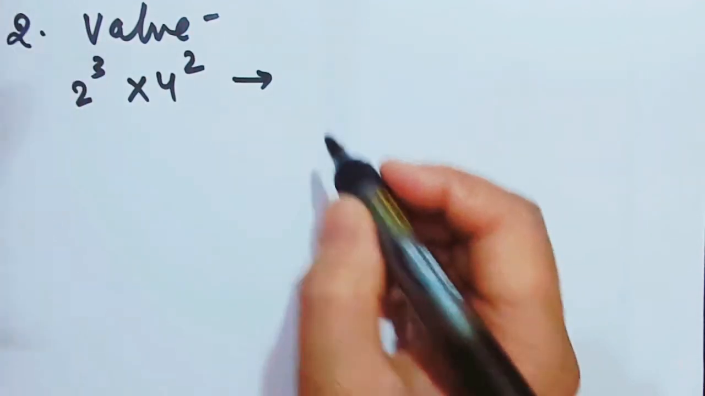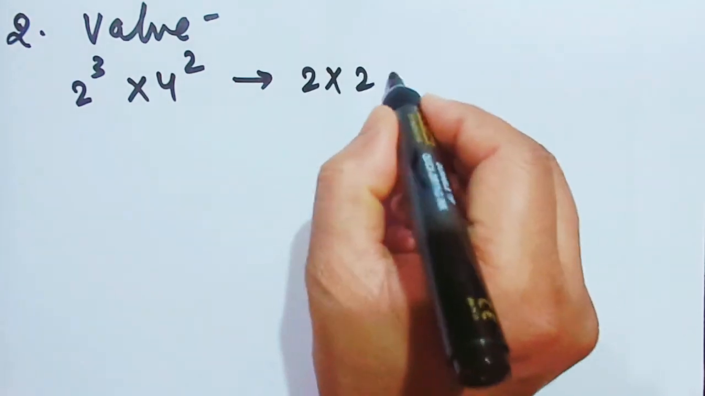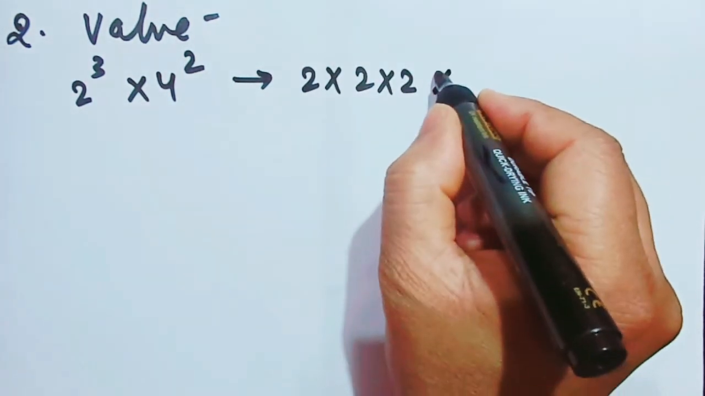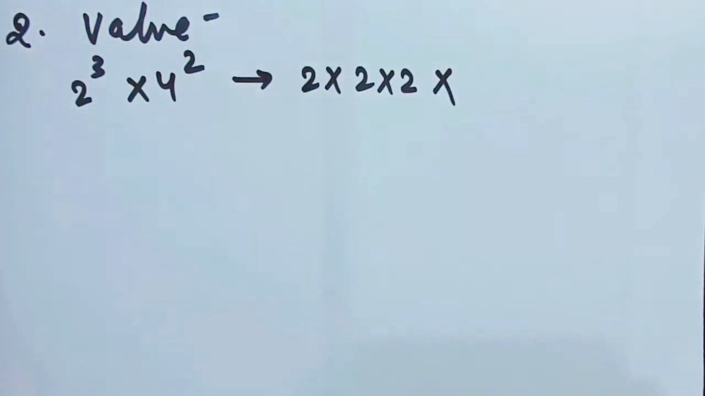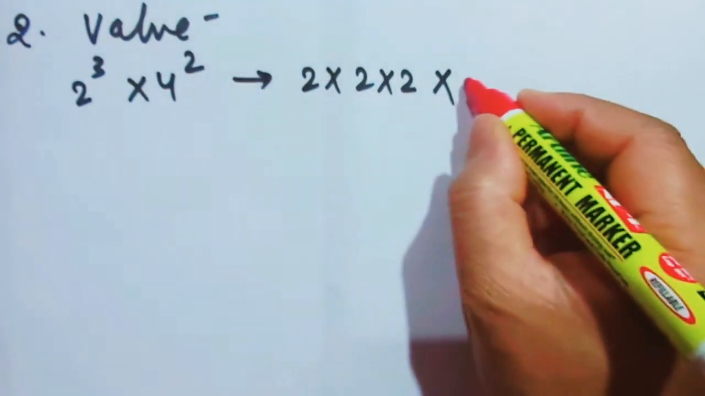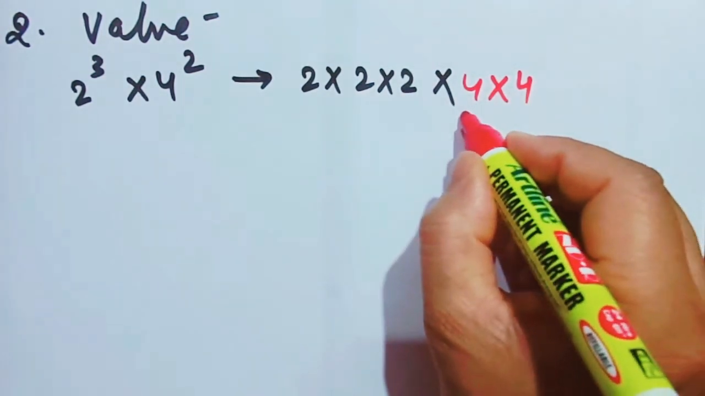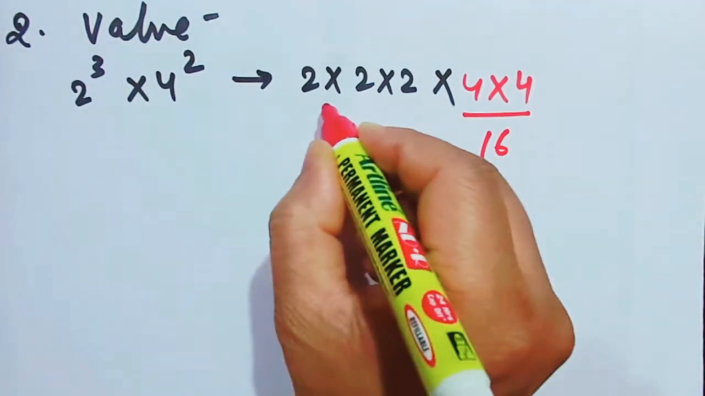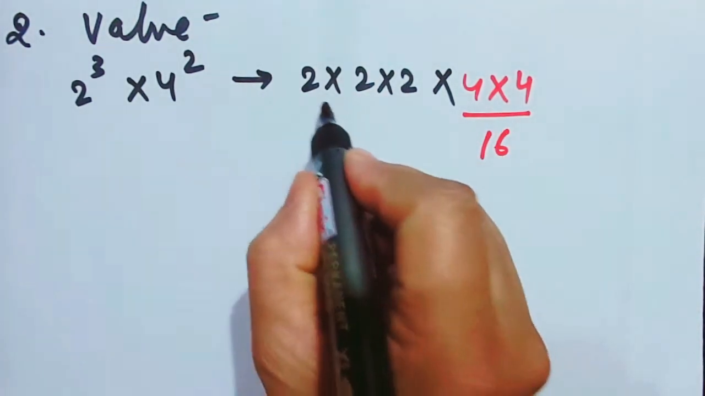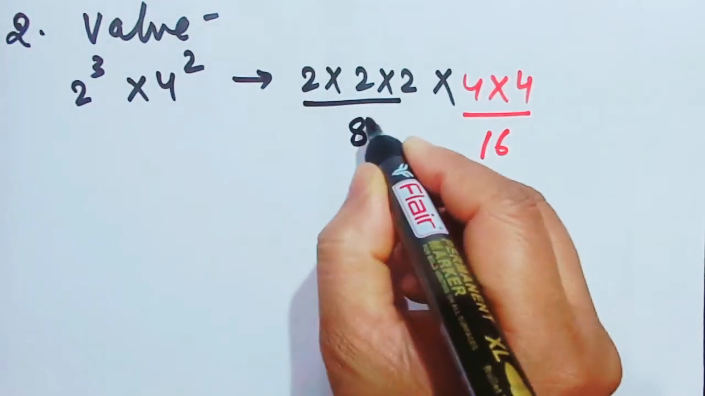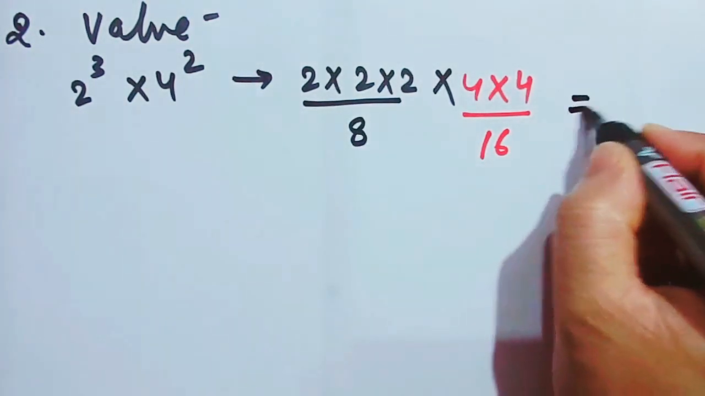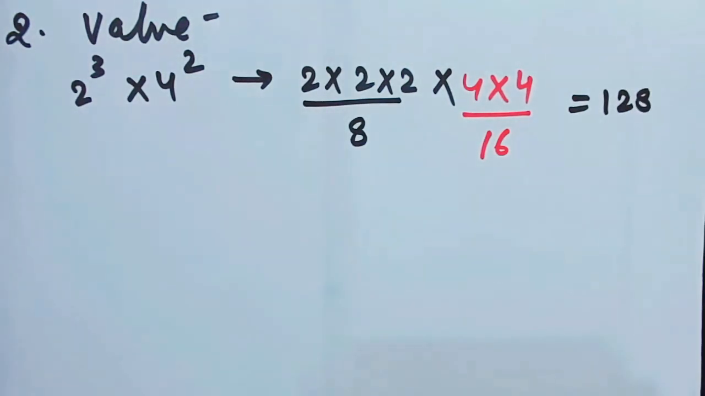For example, 2 to the power 3 means 2 times 2 times 2, and here 4 to the power 2 means 4 times 4. So let us see, 4 times 4 will give you 16, while 2 times 2 times 2 will give you 8. So 8 times 16 will be equal to 128. Okay. Let's have a look at the other one.